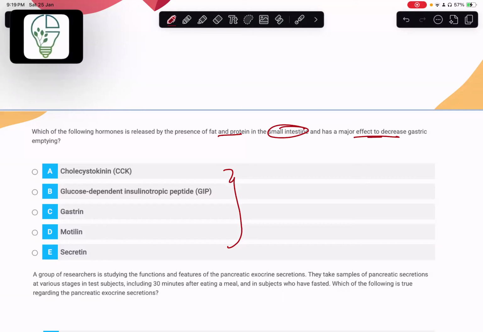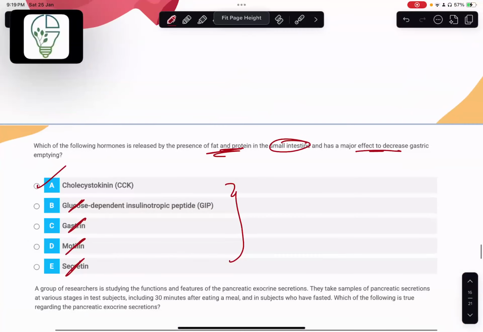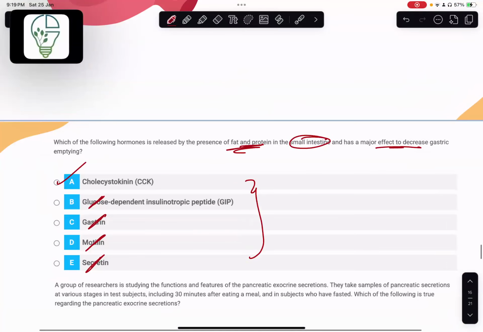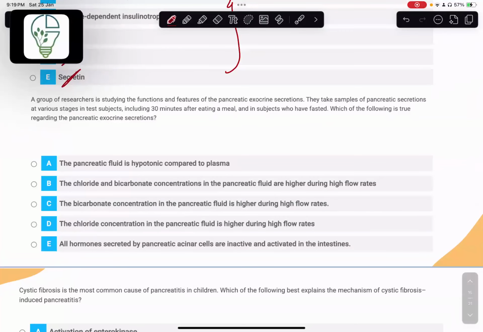Okay, basically it's definitely not secretin, motilin, or gastrin. Not even GIP. And from fat and protein, you can rule out everything. It's cholecystokinin. This is a recall question basically. Protein, fat, cholecystokinin. Going next, a group of researchers is studying the function and features of pancreatic exocrine secretions.